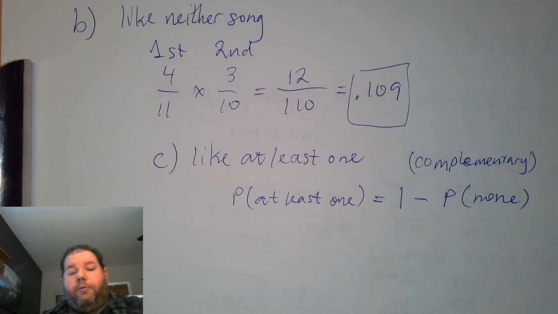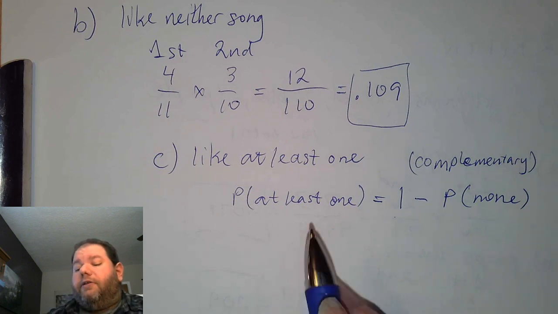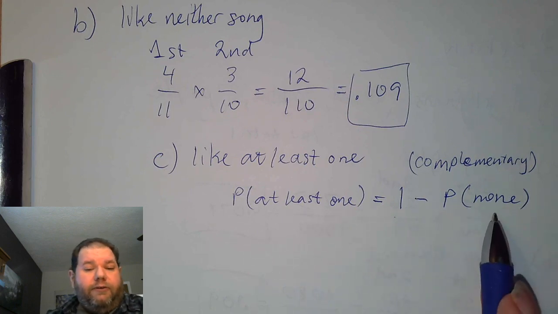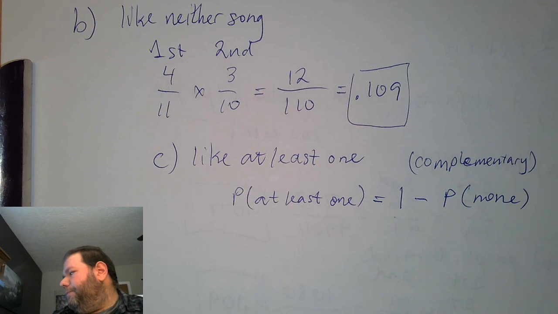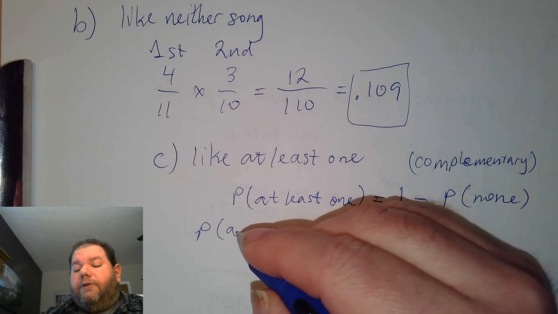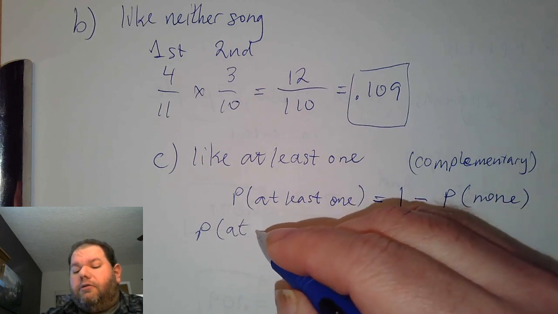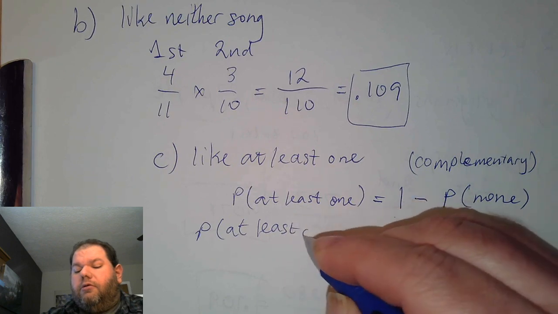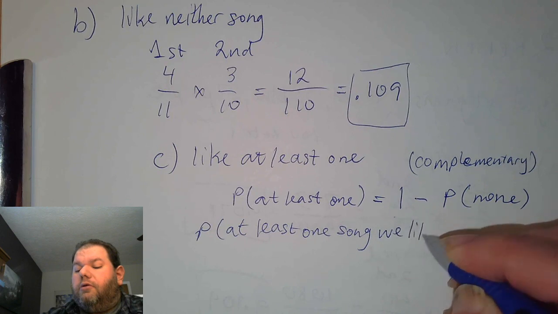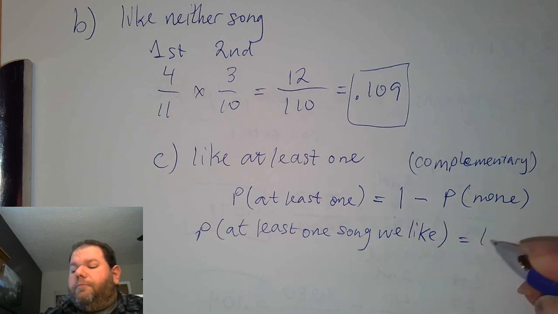And I mentioned this when we went over complementary probability. The foundation that we use here for our applications of complementary probability is that the probability of at least one thing occurring is 1 minus the probability that none of those things occur. Okay? So if we want the probability that we like at least one song, then it's 1 minus the probability that we like neither of the songs.